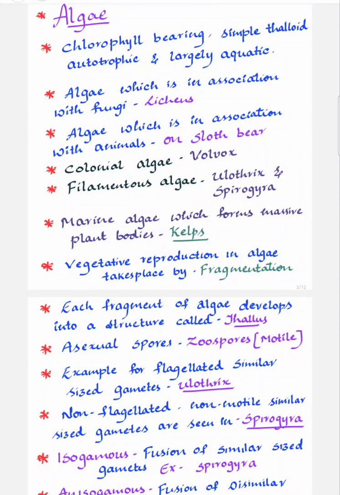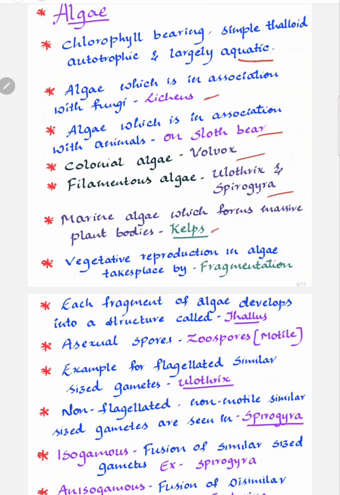Algae are chlorophyll bearing, simple, thalloid, autotrophic and largely aquatic. Algae which are in association with fungi are known as lichens. Algae which are in association with animals can be seen on sloth bear. There are some colonial algae, an example is Volvox. It may be filamentous, examples are Ulothrix and Spirogyra. Marine algae form massive plant bodies and they are known as kelps.